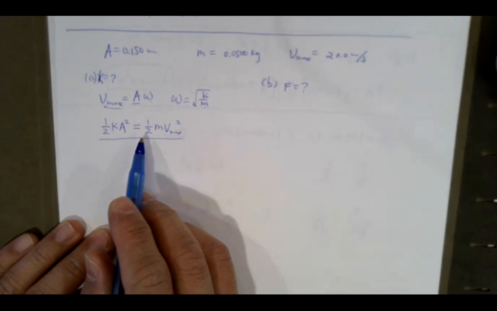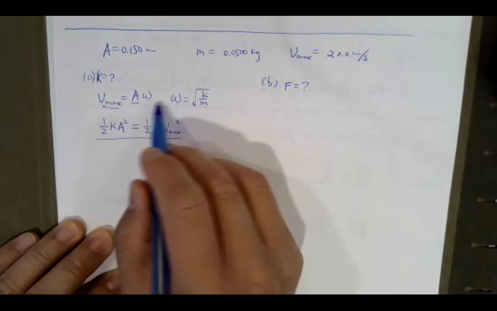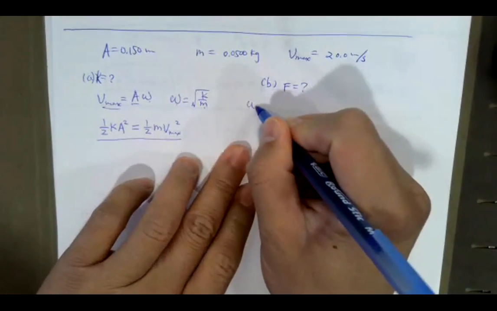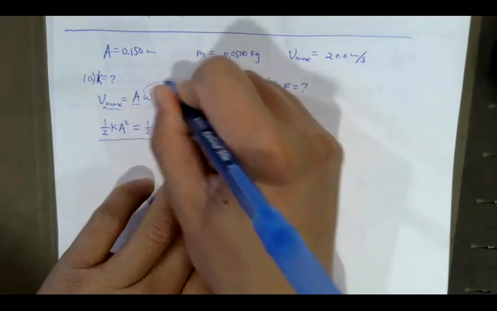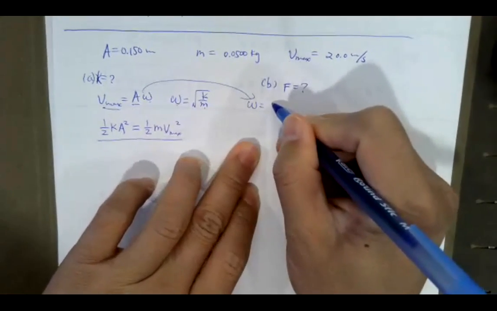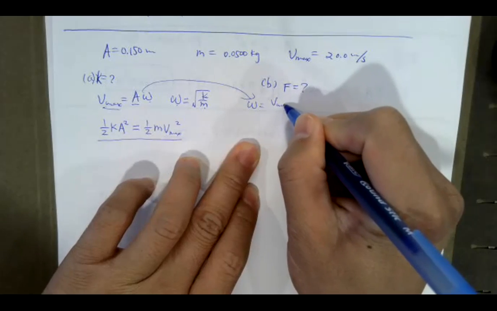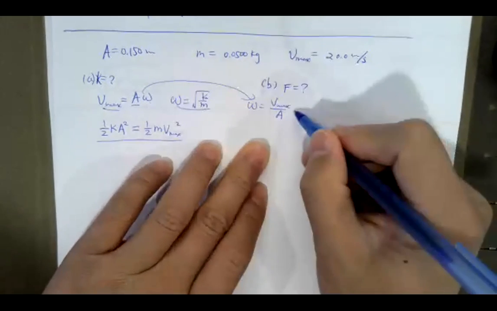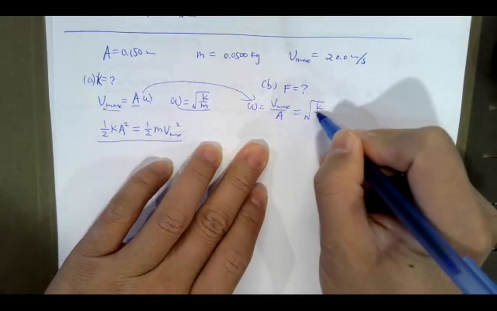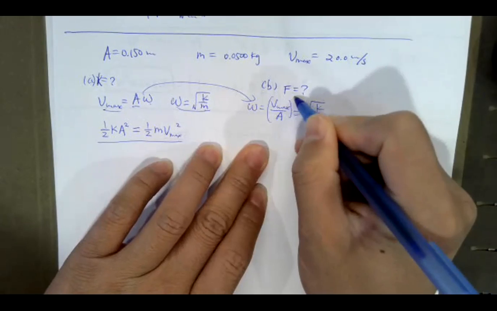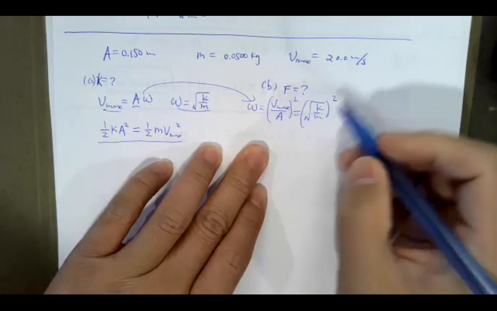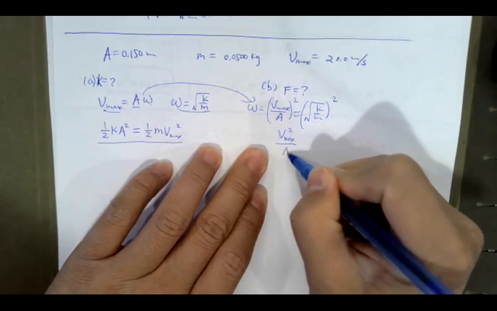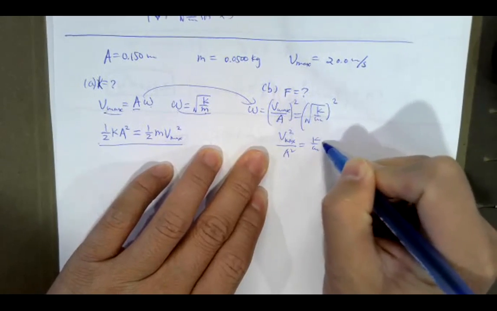It turns out it will be the same expression if you go through those. So in that case, omega is equal to V max over A. Then you set that omega equal to this guy, the square root of K over M. You square that side, squared on that side. So V max squared over A squared equals K over M.